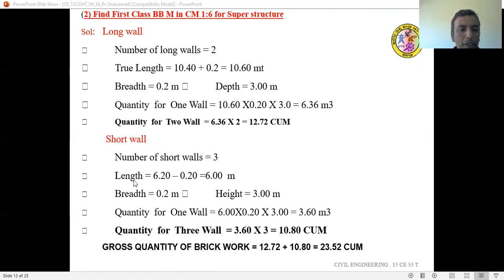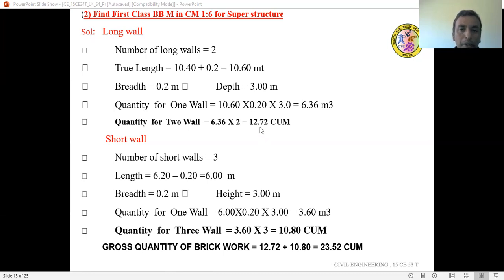Then you have to find the true length of the short wall, which is 6.20 minus 0.2. You will get the true length of the short wall as 6 meter. After getting the true length, you can find the quantity by the true length of the short wall multiplied by the breadth of the wall multiplied by the height of the wall. You can easily get the quantity for one wall. In this picture, there are three short walls. Then you can easily find 10.80 cubic meter.